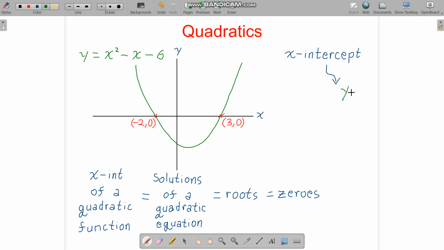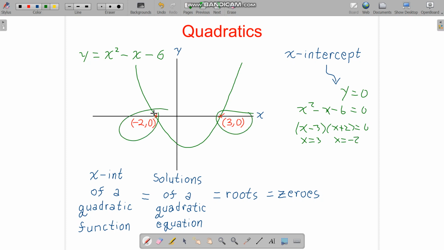X-intercept means when y equals 0. The y in this case is x squared minus x minus 6. So when this is equal to 0, we have a quadratic equation. We can solve this. We can factorize: x minus 3, x plus 2 equals 0. And we get x equals 3 or x equals minus 2. That is why we have 3, 0 and minus 2, 0. The x-intercepts of a quadratic function equal the solutions of the quadratic equation, aka the roots or the zeros.